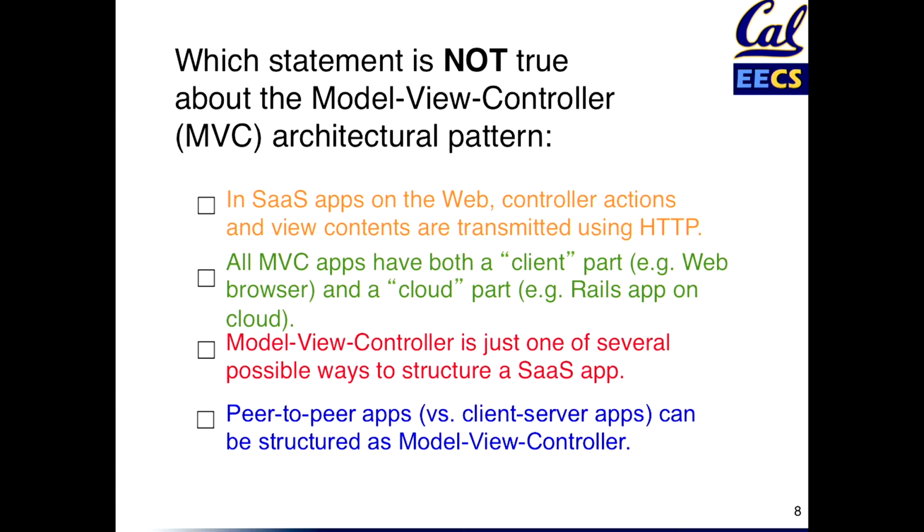Model view controller is just one of several ways that you could structure these apps. And although we've been talking about client-server, you could also use model view controller to structure peer-to-peer applications, like file sharing, stealing, whatever. So think about this for a moment.